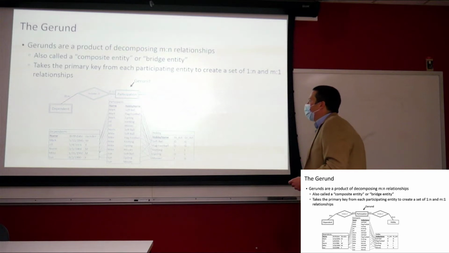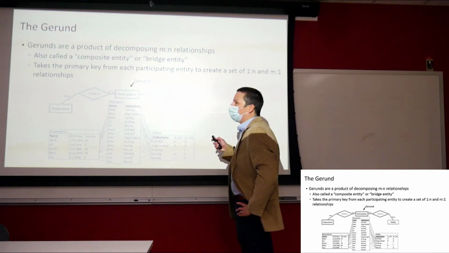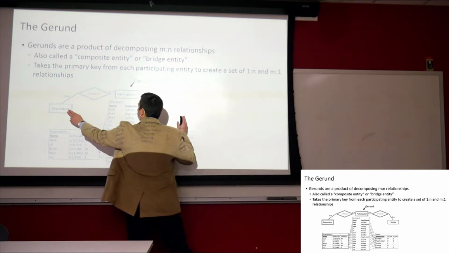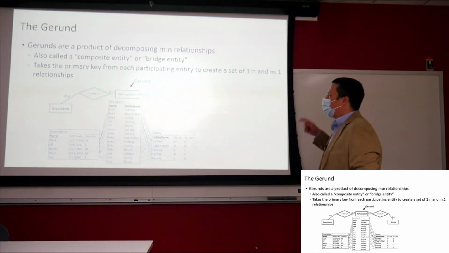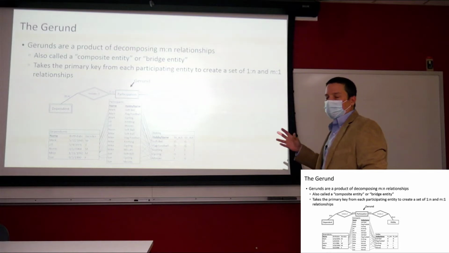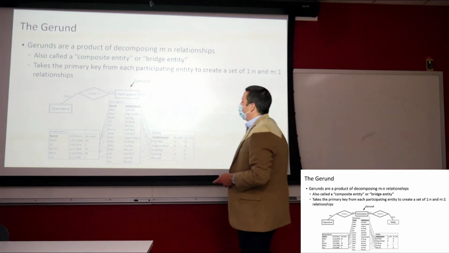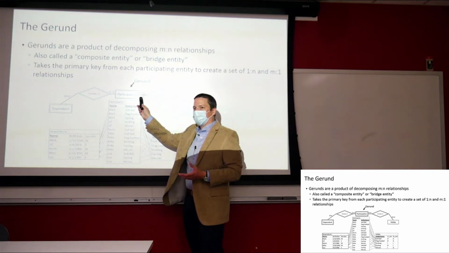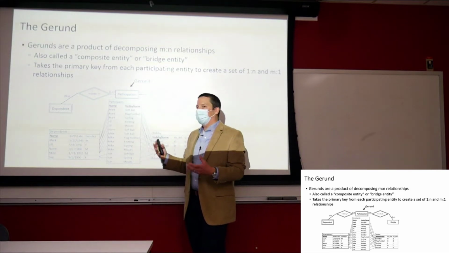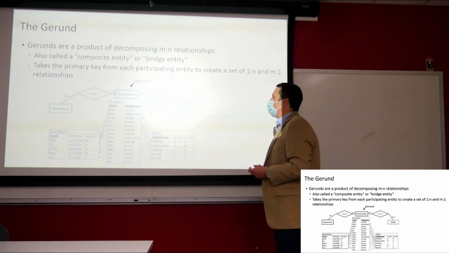So our gerunds are a product of decomposing these many-to-many relationships. We sometimes also call these a composite entity or a bridge entity because they bridge these two other entities. And much like our weak entity that we created when we were getting rid of that multi-value attribute, this is one of those things that is not a part of the business rule, right? This isn't something that your business person is ever going to describe to you, right? This gerund is an artifact of what we have to do to make it technically possible to get this type of relationship into our database, okay?